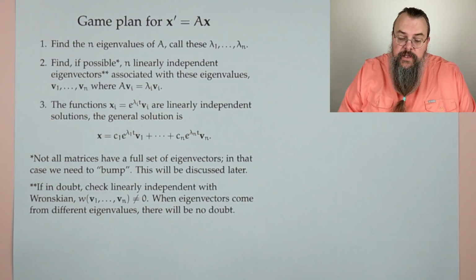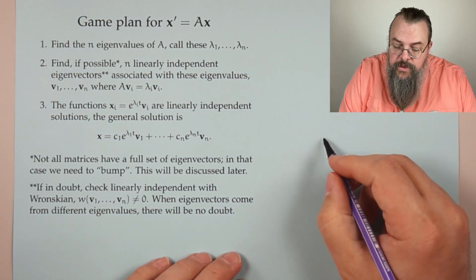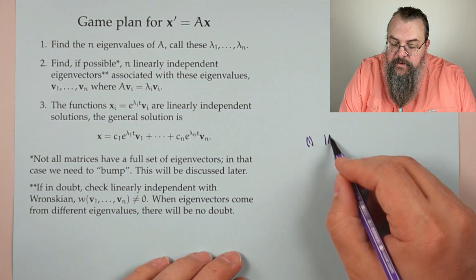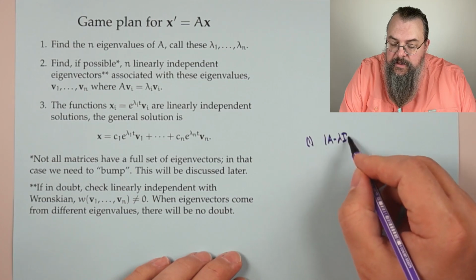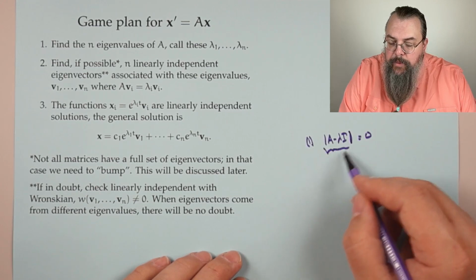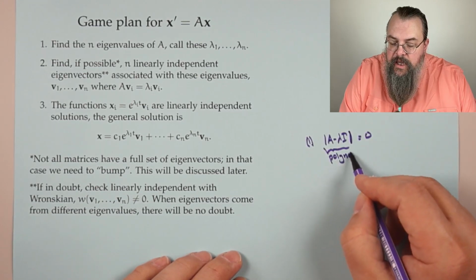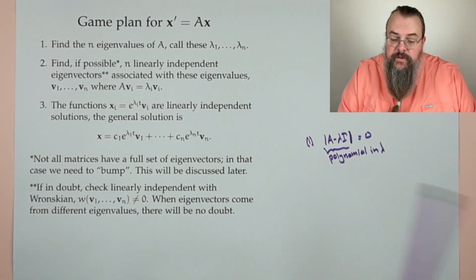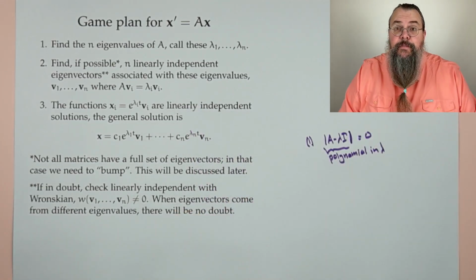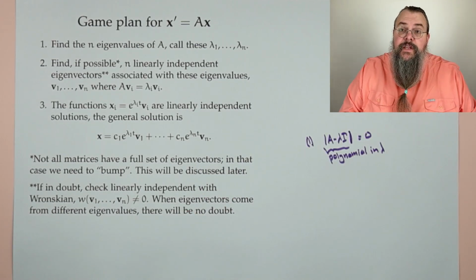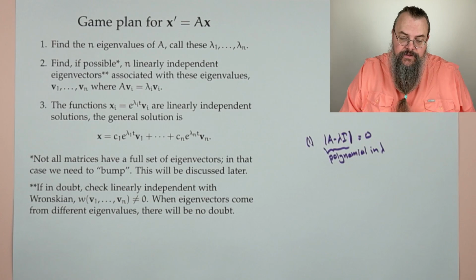Now, how do you find those? Well, we find the determinant of A minus lambda I, and we set that equal to 0. So this is really a polynomial in lambda. When we talk about finding the eigenvalues, we're talking about finding the roots of a polynomial. Algebra. All right, great, so we found our eigenvalues.